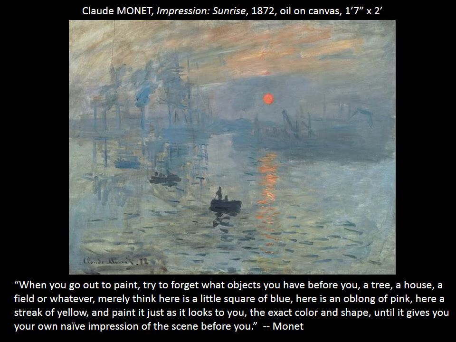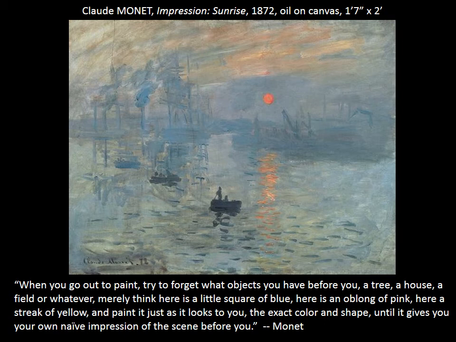And he talks about this and he says, when you go out to paint, try to forget what objects you have before you, a tree, a house, a field, or whatever, and merely think, here is a little square of blue, here is an oblong of pink, here a streak of yellow, and paint it just as it looks to you, the exact color and shape, until it gives you your own naive impression of the scene before you. And he was trying to get to this kind of sensory information that's registered on the retina of the eye prior to any kind of cognition, right? So rather than painting what you think a boat or water or sky should look like, you're painting actually what you see, but deconstructed in that way.